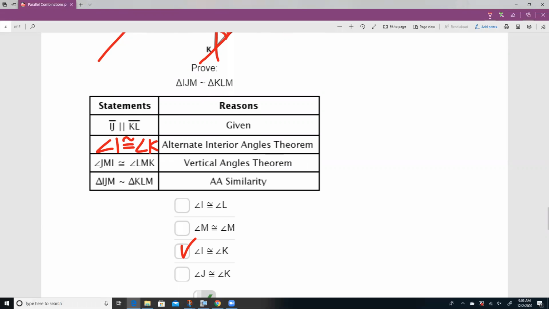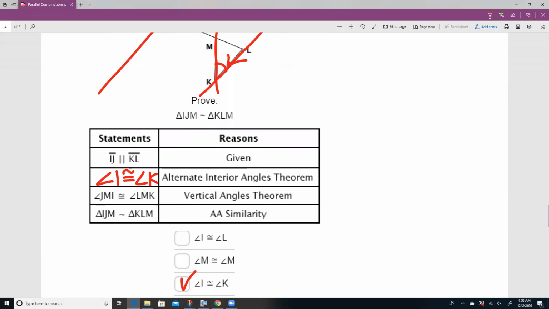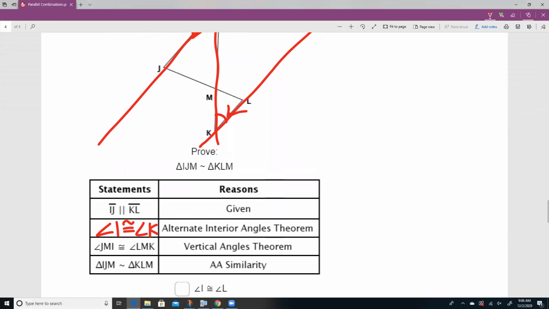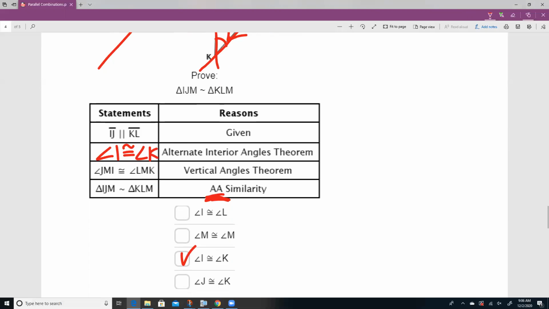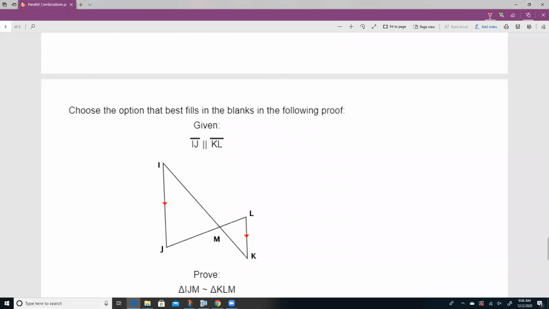Done with that. You'll also notice here that we've proven these two angles congruent, and then by vertical angles theorem, we prove these two angles are congruent. And we don't actually have any sides marked congruent. We're using angle-angle similarity here. Let's do one final proof.